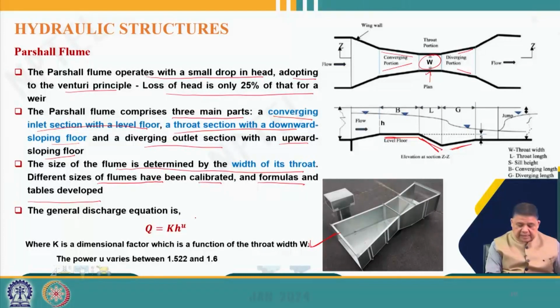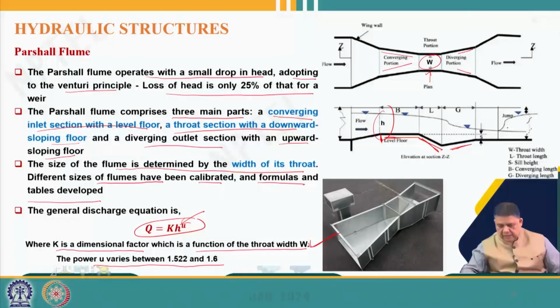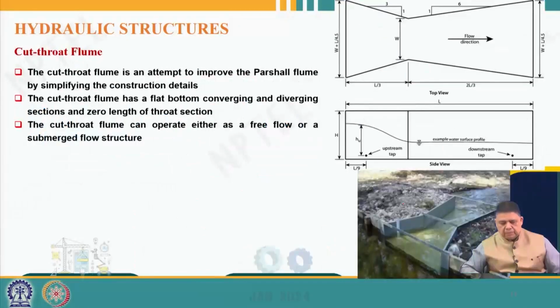And the general discharge equation is given in this form: Q equals K H to the power U, where K is a dimensionless factor which is a function of throat width W, and U varies between 1.5 to 1.6, and H is of course the head, which is being measured here just at the beginning of the converging section. So, this is the typical drawing of how a partial flume looks.